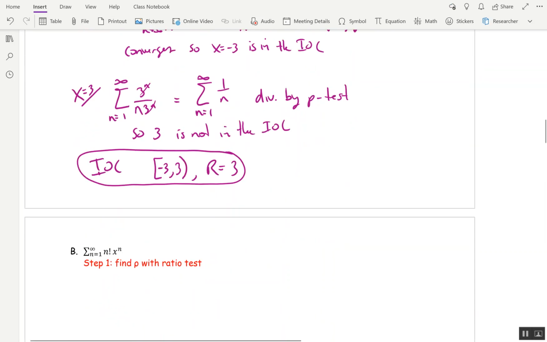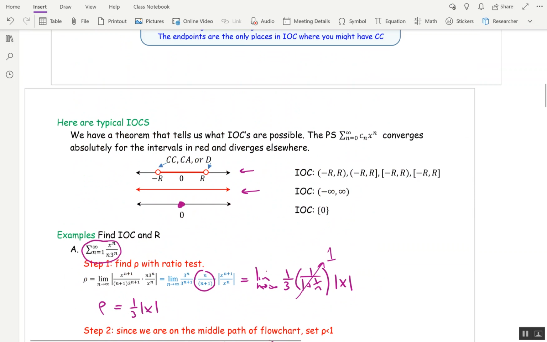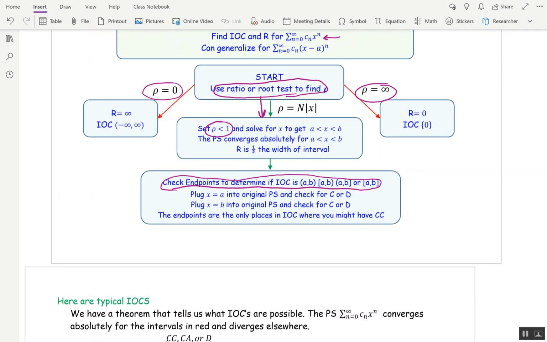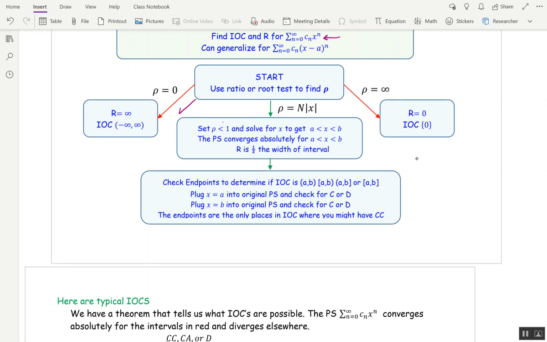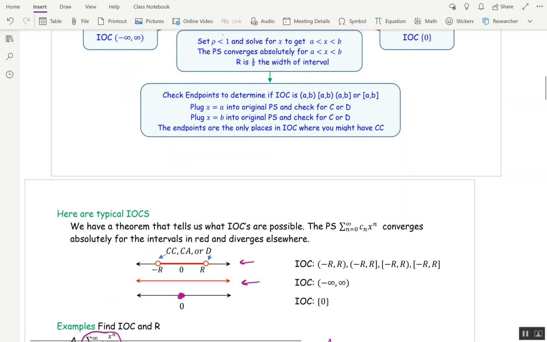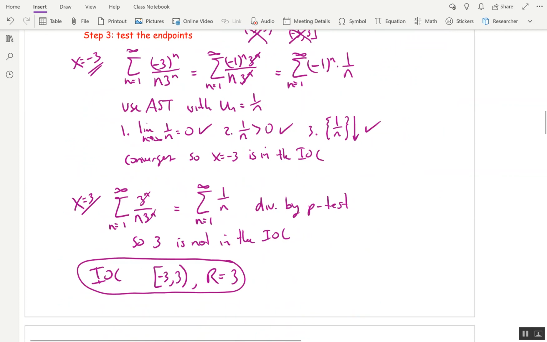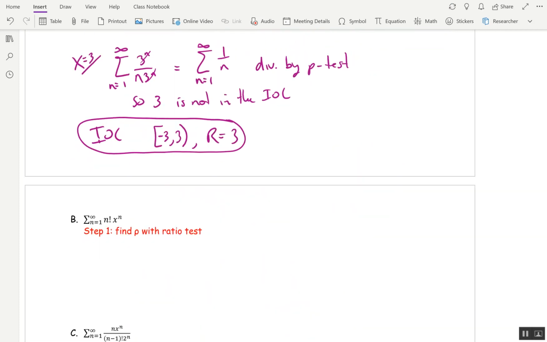So that was an example. Let's go back to our flow chart. That was an example of the middle path, which clearly requires the most amount of work. Now, the next 2 examples I'm going to do with you are the left and the right arms and see what happens there. There's much less work to do in those cases. All right, so again, we're going to start by finding rho with the ratio test.